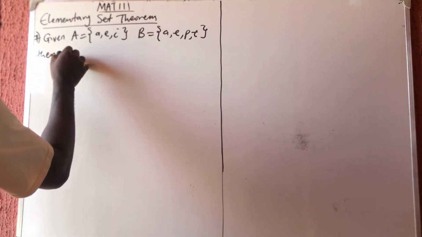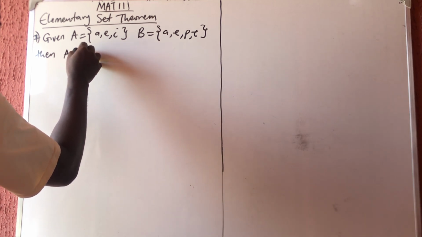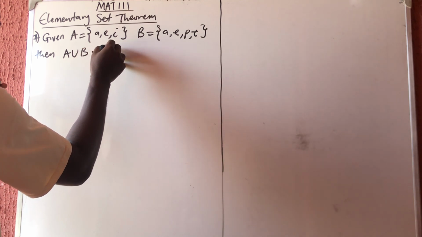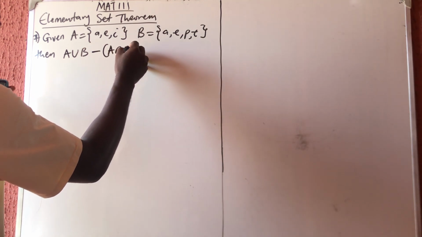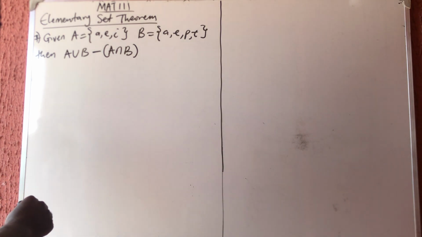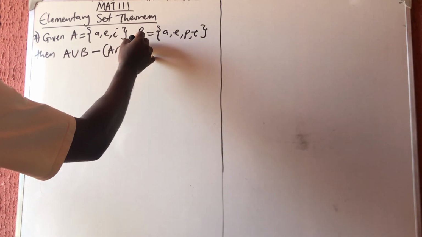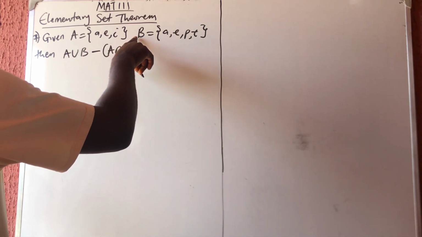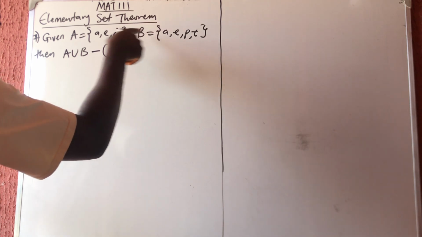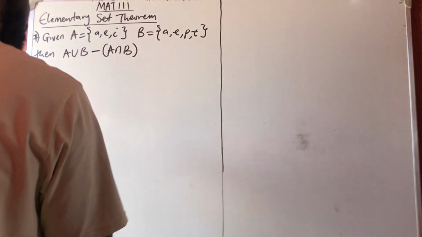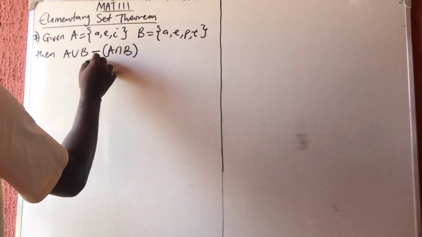Then we should find A union B minus A intersection B. This is what they say we should find. Now, there is a complement there, but we cannot have a complement here, it is a typographical error, because they did not give us a universal set. A universal set goes with complement, so we cannot do complement here. So what do we do?